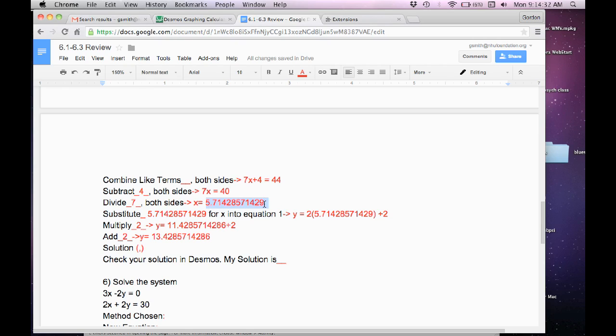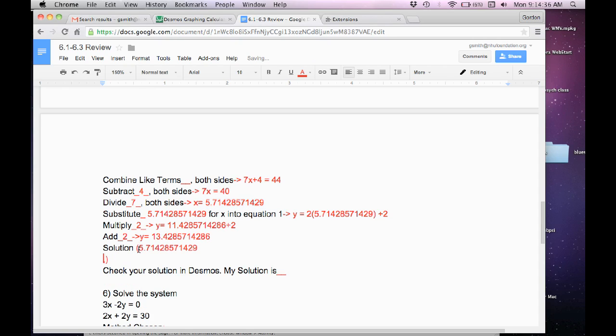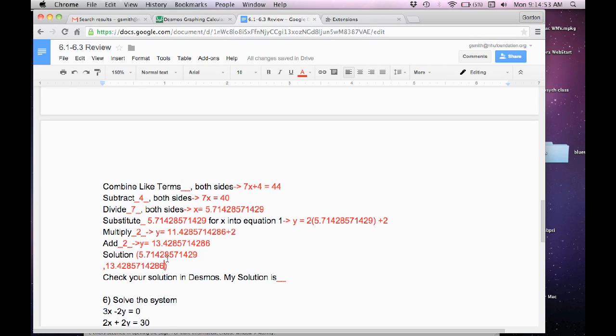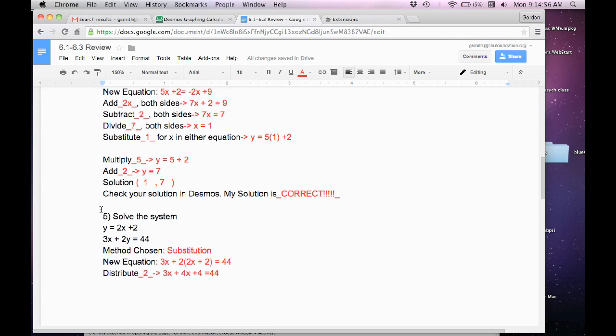So now our x value is this number here. So let's take that number right there. We'll be like, that goes right there, and then this, if everything else has been done correctly, is going to be right there. And we'll check Desmos. We'll see, is it 5.71428 or 13.428571428. We'll see how it's going to work. So we'll put it in, and that's what we're expecting to see in Desmos.